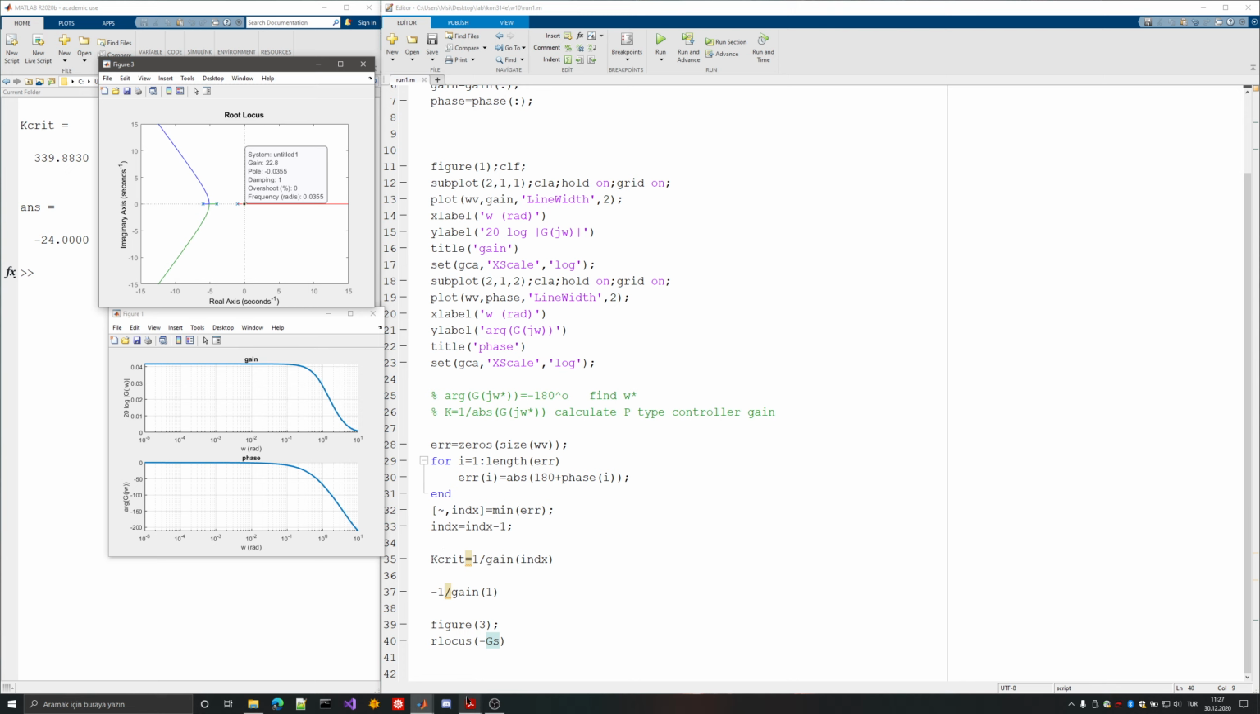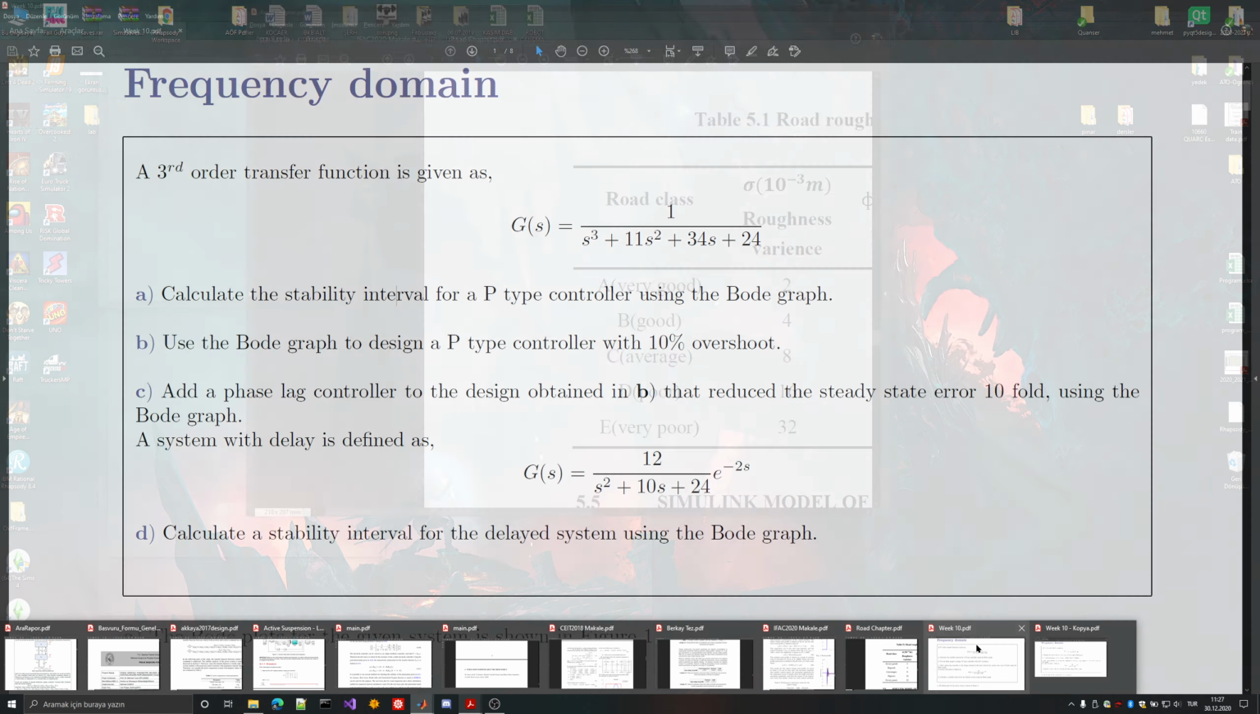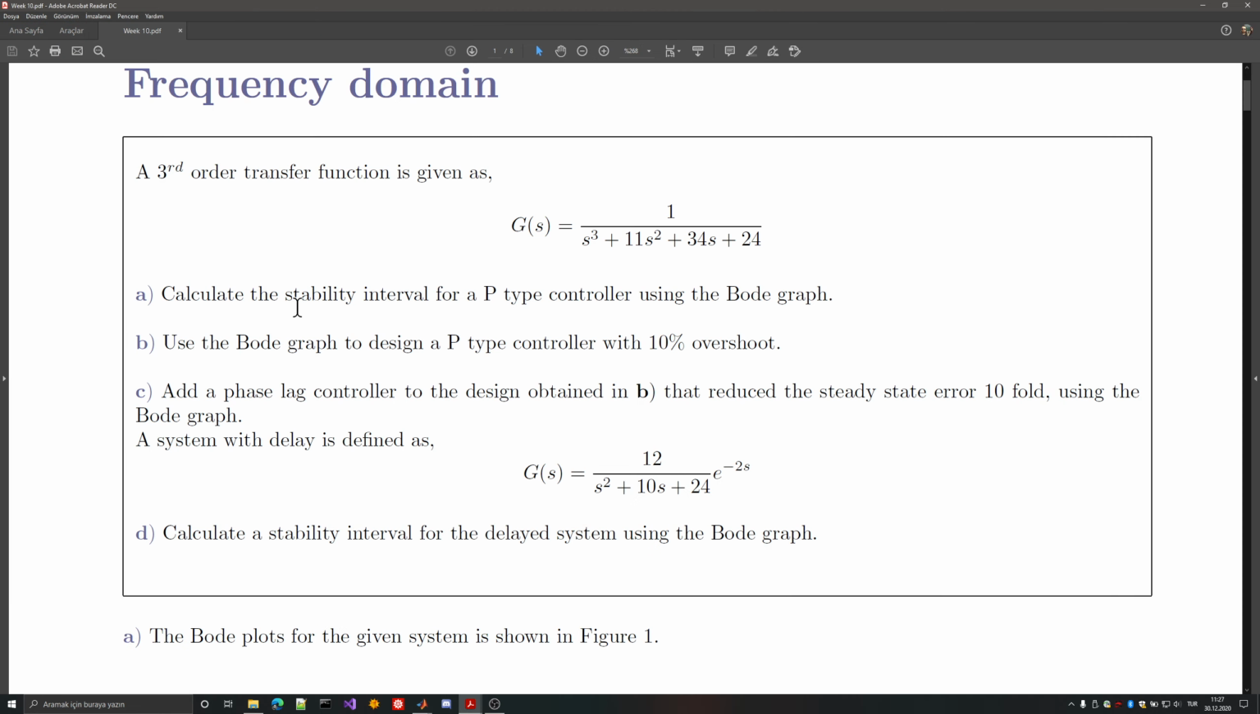So now this is basically A. And it took a long time, but we did an introduction and we looked for that. Now, B is very, very simple if you know the relation between overshoot and frequency domain.